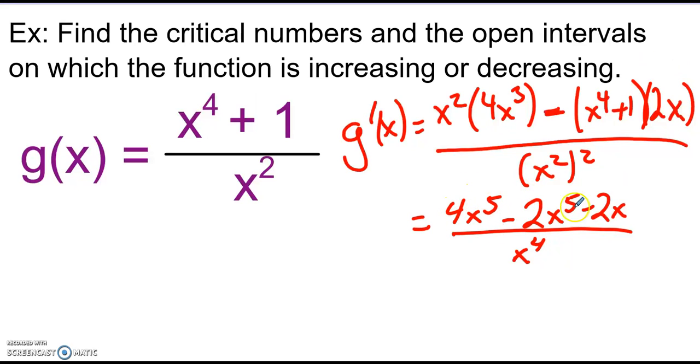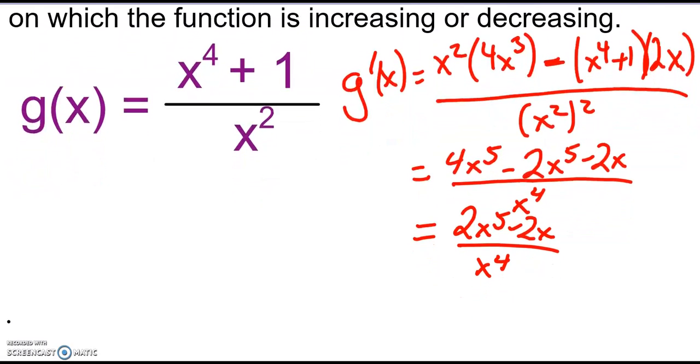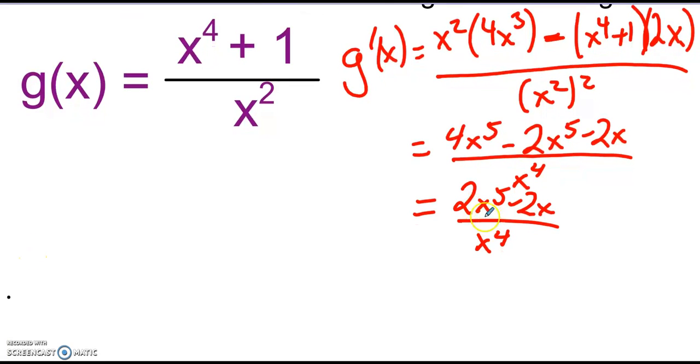And then we're going to keep simplifying here, so combine like terms. 2x to the 5th minus 2x over x to the 4th. And one last step that we're going to do here is we can factor out and cancel an x out of all of those terms. So we'd have 2x to the 4th minus 2 over x cubed.